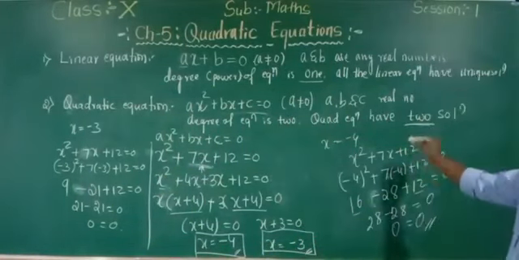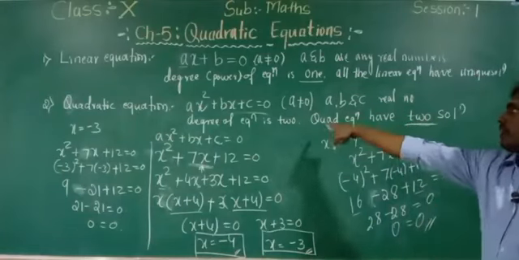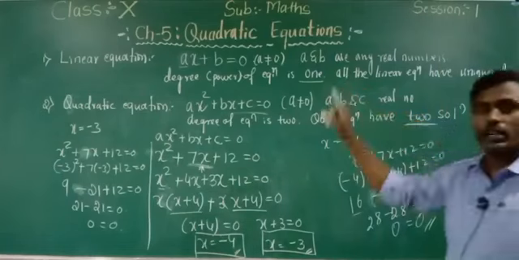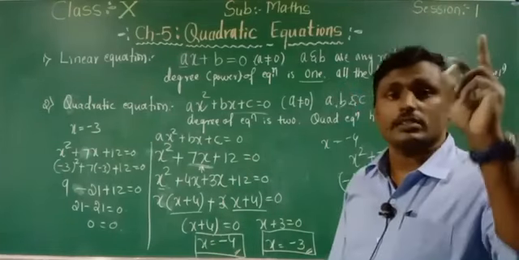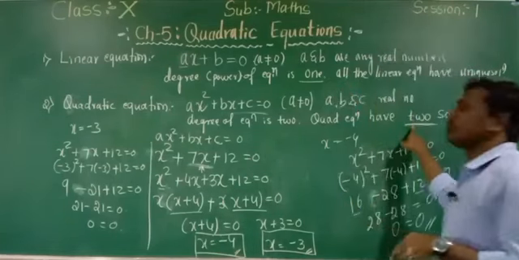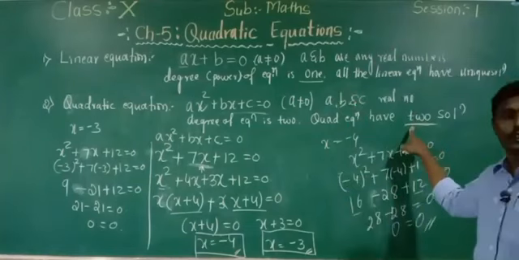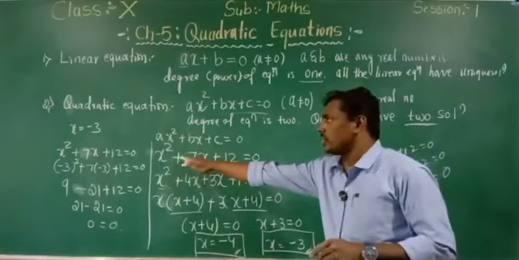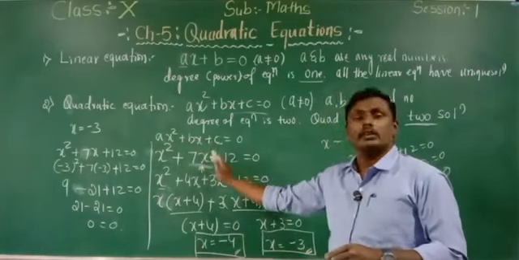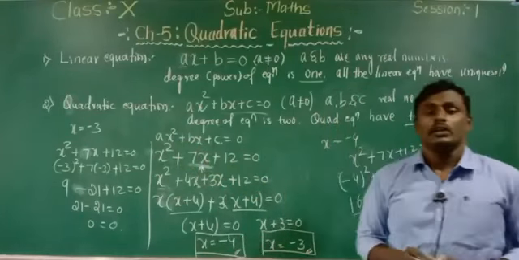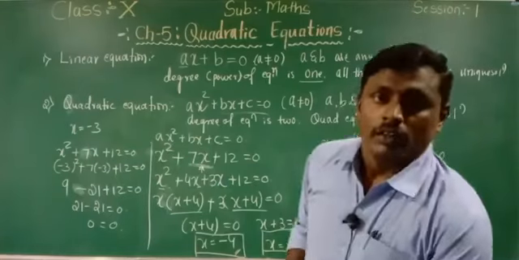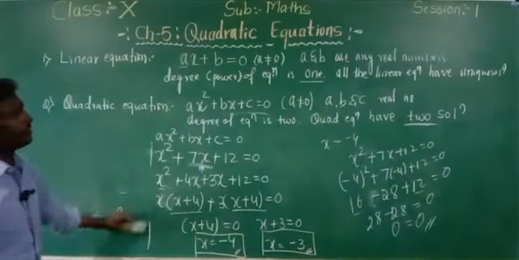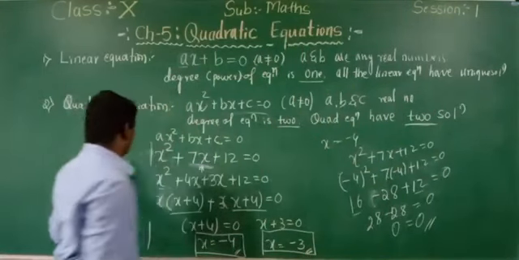That's why we write here the quadratic equations have two solutions. Linear equation has one solution, that is unique, and the quadratic equation has two solutions. Okay, so these are the two solutions of the quadratic equation x square plus 7x plus 12 is equal to 0. And the degree of the quadratic equation is always equal to 2.